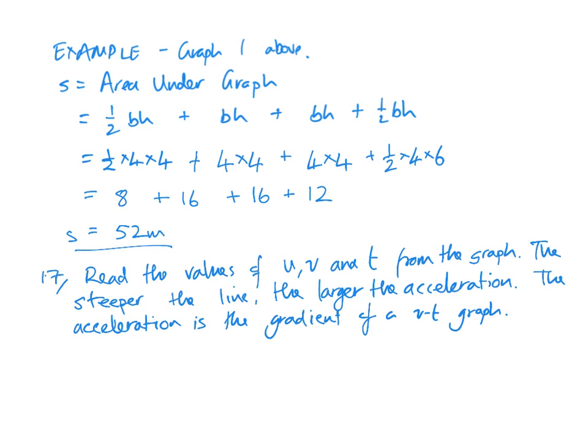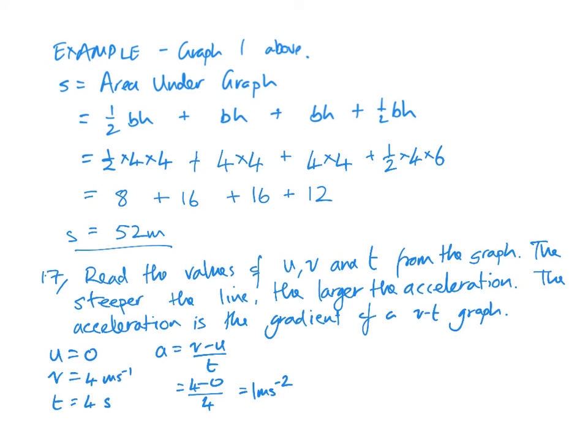So examples of that. For the first section in the graph, u was 0, started at 0, v was 4, and the time was 4 seconds. So a equals v minus u over t, 4 minus 0 divided by 4. Kind of running out of space here, but it's 1 meter per second squared.